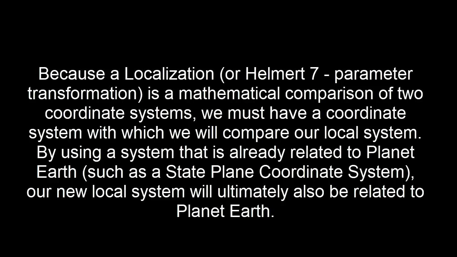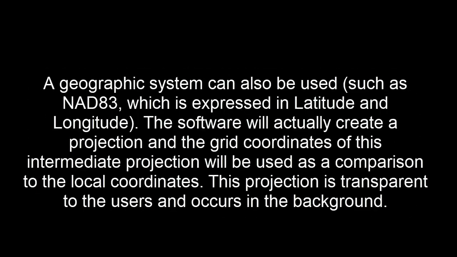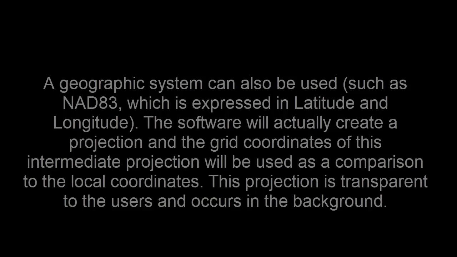By using a system that is already related to planet Earth, such as a state plane coordinate system, our new local system will ultimately also be related to planet Earth. A geographic system can also be used, such as NAD83, which is expressed in latitude and longitude. The software will actually create a projection, and the grid coordinates of this intermediate projection will be used as a comparison to the local coordinates. This projection is transparent to the users and occurs in the background.